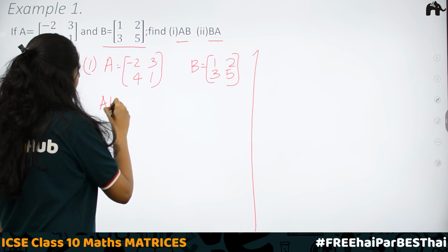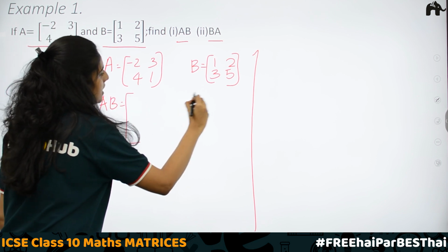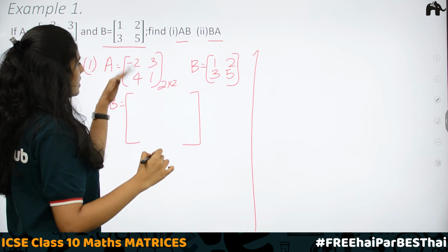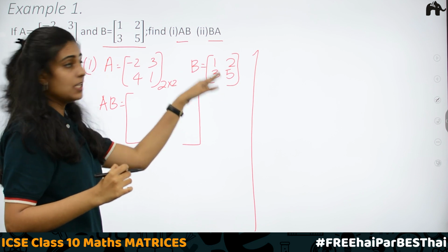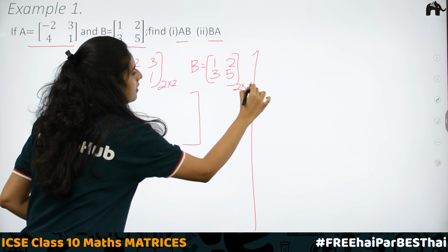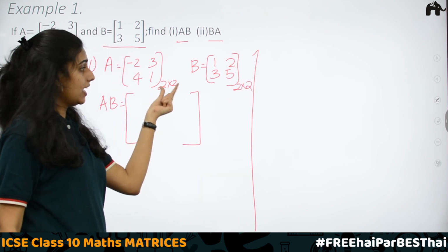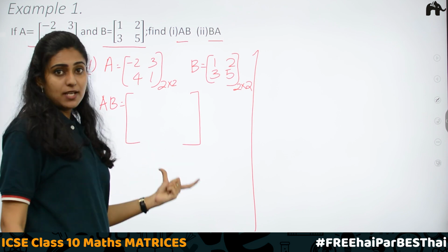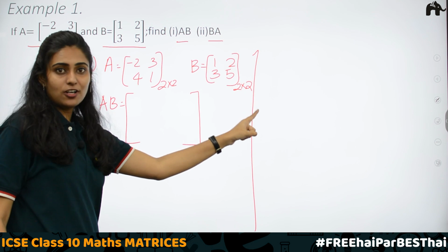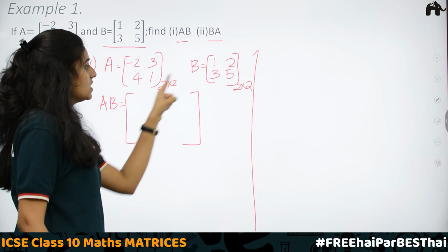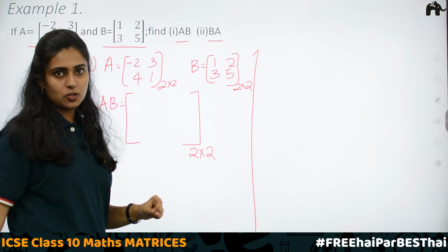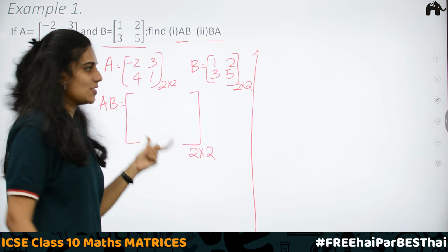AB. What is the order of AB? First we have to find the order of AB. A is a 2 by 2 matrix, 2 rows and 2 columns. What about B? B is again a 2 by 2 matrix, 2 rows and 2 columns. Okay, here M by N, N by P. Then the product matrix will be of the order M by P. Here M is 2 and P is also 2. This will be a 2 by 2 matrix. Okay, now we will find the elements of these matrices.